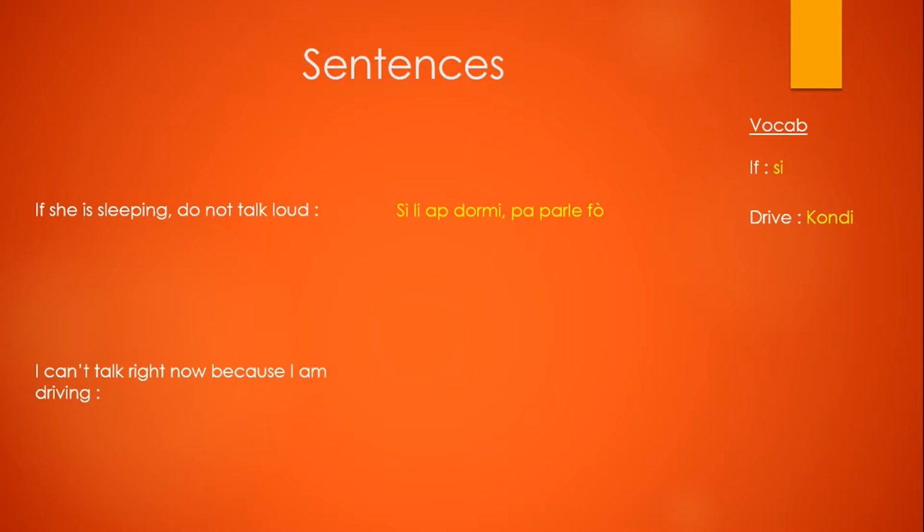We know that right now is kounya, because parce que, I am driving would be moins ap conduit. So the full sentence is this. Moins pas capable parler kounya parce que moins ap conduit.